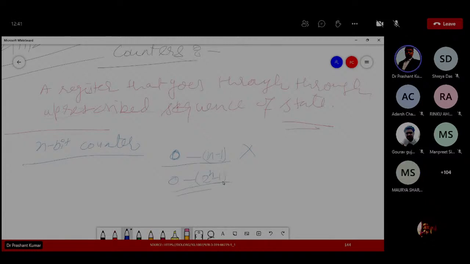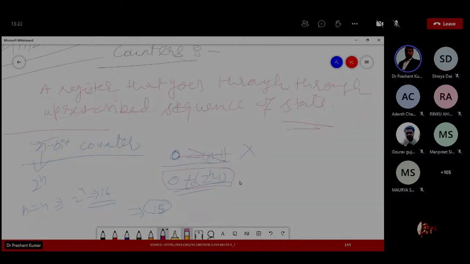Exactly, Vijay. With n bits, how many combinations can you create? 2 to the power n. So let's say n is 4. 2 to the power 4 is 16. So the maximum decimal number which can be generated with 4 bits is 15. So if you have an n bit counter, you can count 0 to 2 to the power n minus 1.